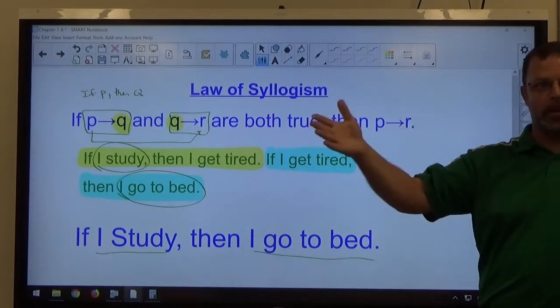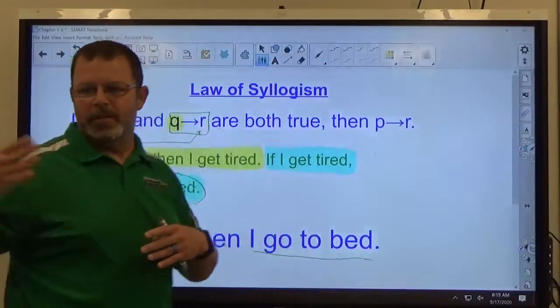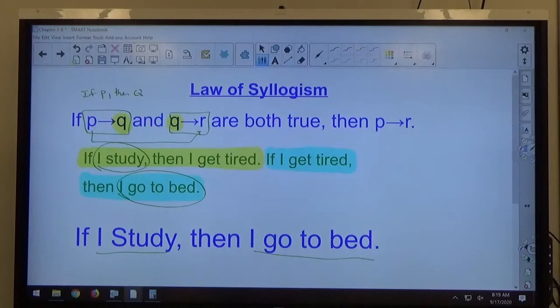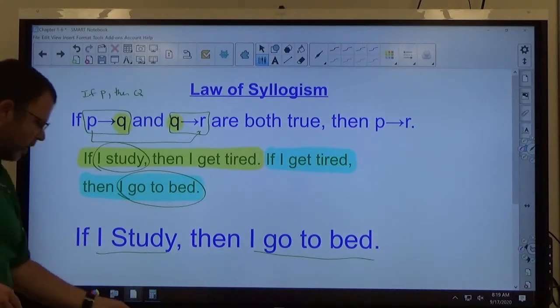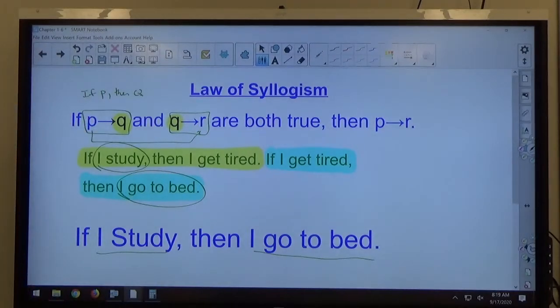So again, it doesn't matter what you're doing. If the one conclusion leads to the next hypothesis, you can logically go all the way through that system. So that's the law of syllogism. We're going to be applying this quite often in the next chapters when we're writing proofs, and that's what we're going to do in chapter 1.7.